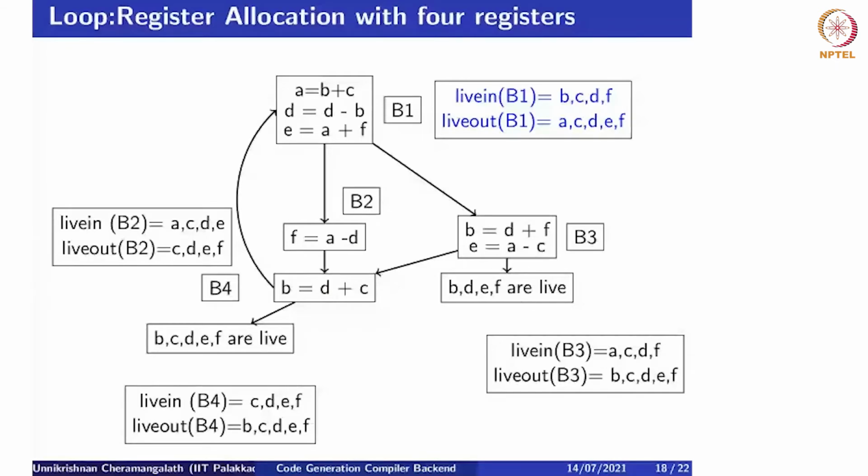If you look at live in of B1, B, C, D, F are there, and you have a use of D before it is defined. Look at the statement D assigned to D minus D. Before D is defined, D is used. Hope it's clear: the incoming value of D is used before it is defined. So live in of B1 also contains D. So it will have a value of 1. So the total value will be 6.